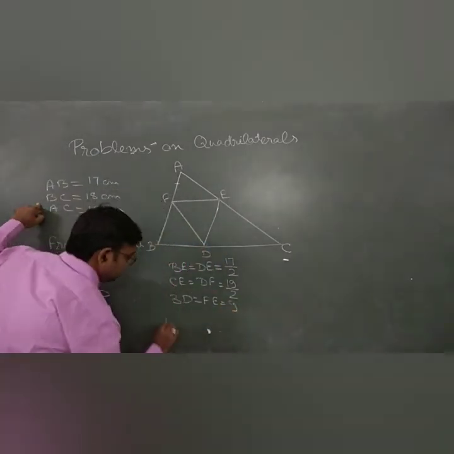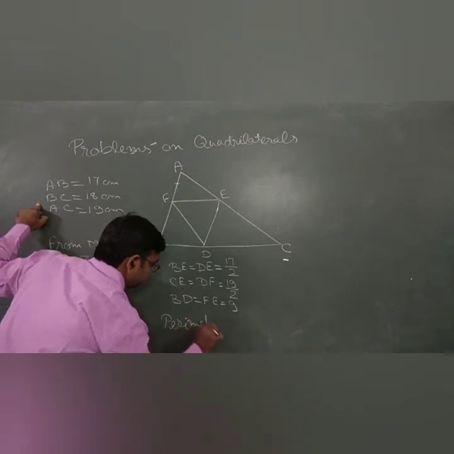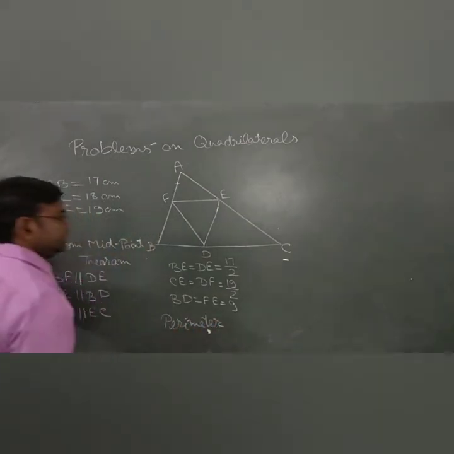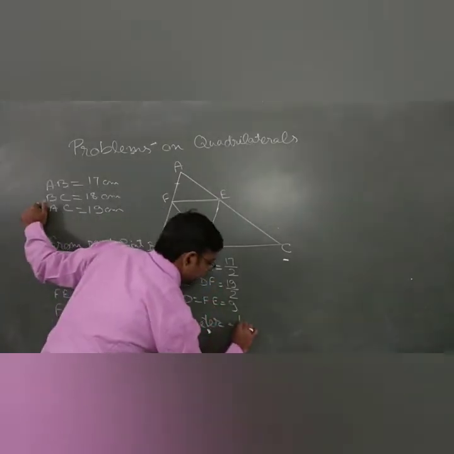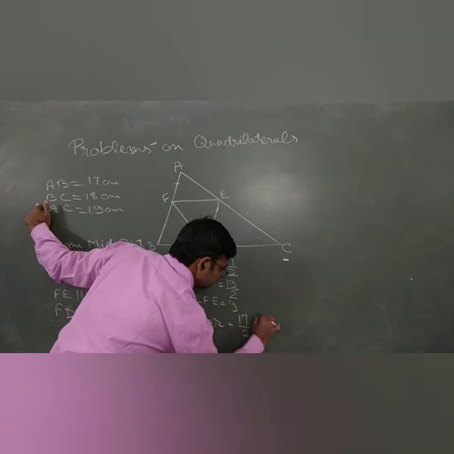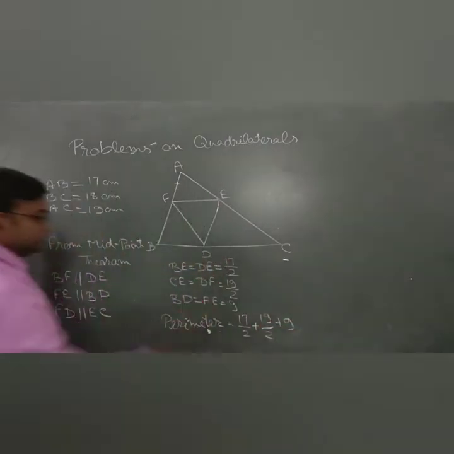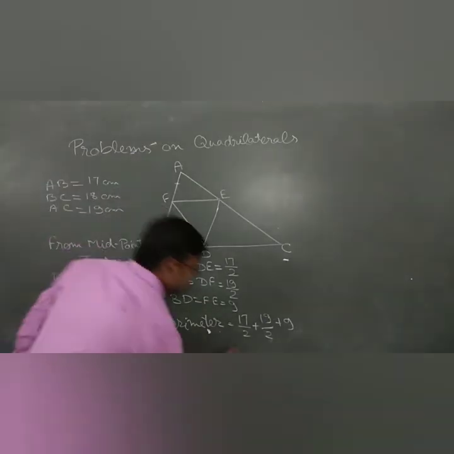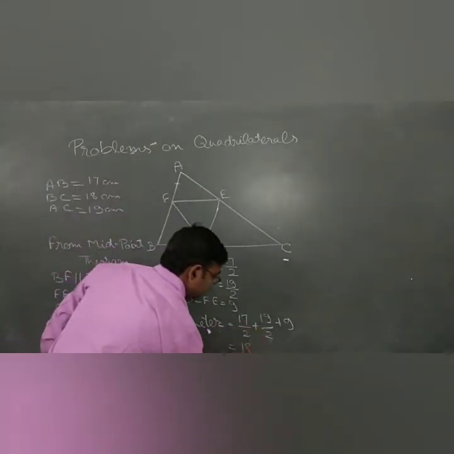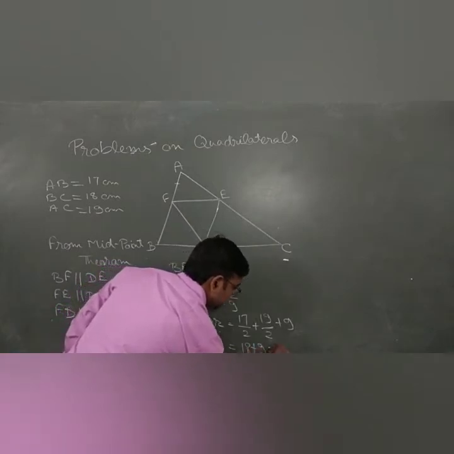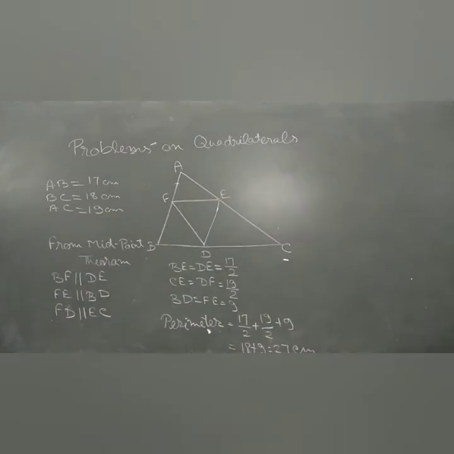So the perimeter we can easily find out. The perimeter is the sum of these lines. Find out the value and we have the answer. 17 plus 19 is 36, upon 2 it's 18, plus 9, it's 27 centimeters. Clear? Hope this is clear. Use your midpoint theorem.